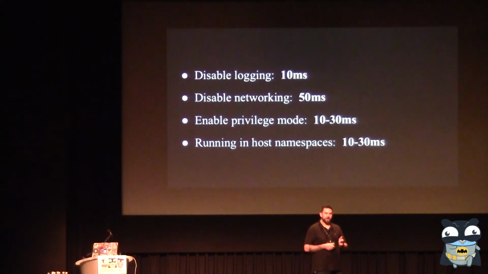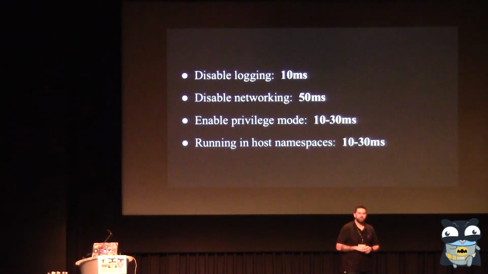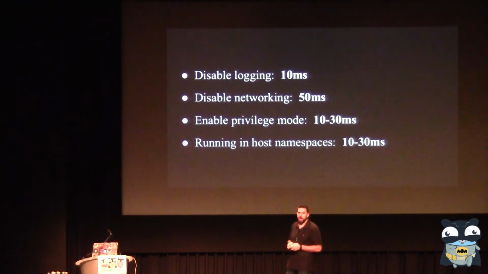I didn't really find any blog posts or anything, so I figured I'd share this. When you're creating a Docker container from scratch, if you disable logging, that's totally up to you, obviously these are just what I've noticed, you'll save about 10 milliseconds on that initial start time. Disable networking, if you're just computing some simple formula and don't need networking, and you can save 50 milliseconds. Enabling privilege mode, which isn't recommended, can also save you some time in starting. And then there's running in the host namespaces rather than the namespaces that Docker allocates you.